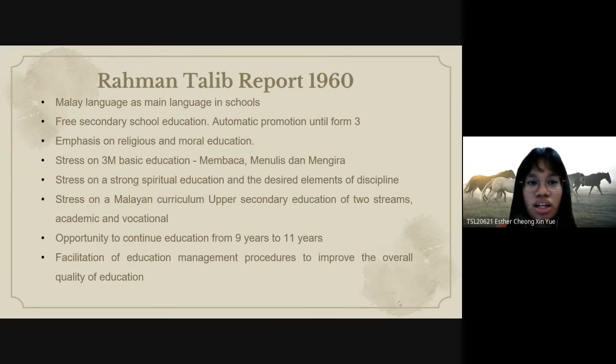So these are the elements that were stated in the Rahman Talib Report 1960: Malay language as the main language in school, pre-secondary school education, automatic promotion until Form 3, emphasis on religious and moral education, stress on 3M education, which is membaca, menulis, dan mengira. Stress on a strong spiritual education and the desire of elements of discipline. Stress on the Malaysian curriculum, upper secondary education of two streams, which is academic and vocational. Opportunity to continue education from 9 years to 11 years. Facilitation of education management procedures to improve the overall quality of education.